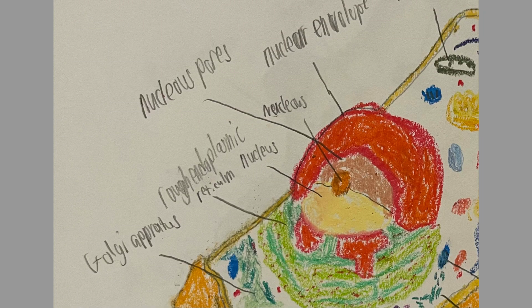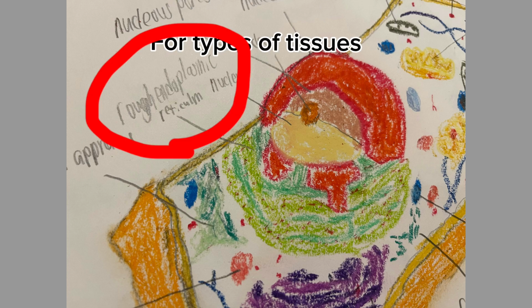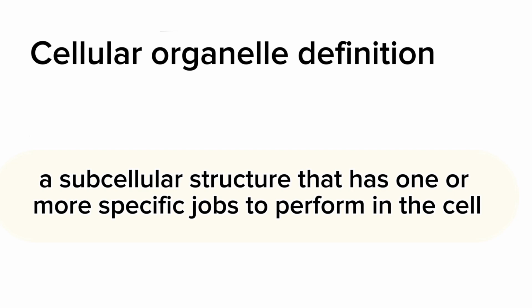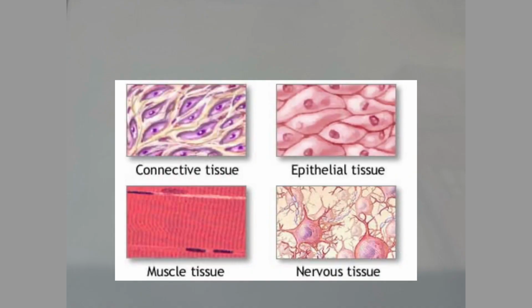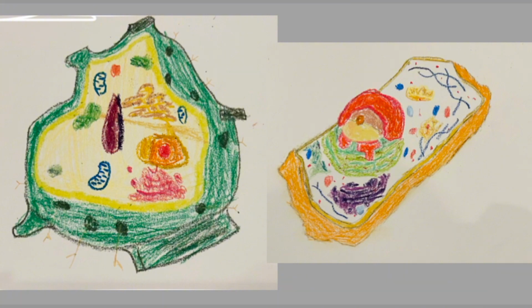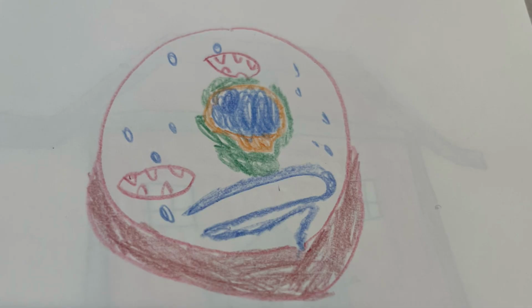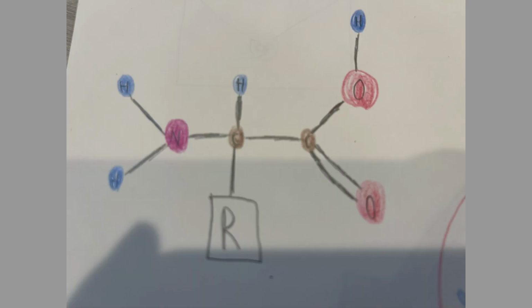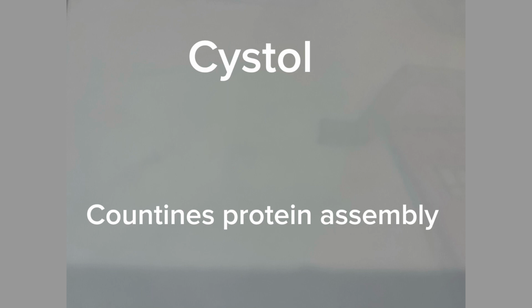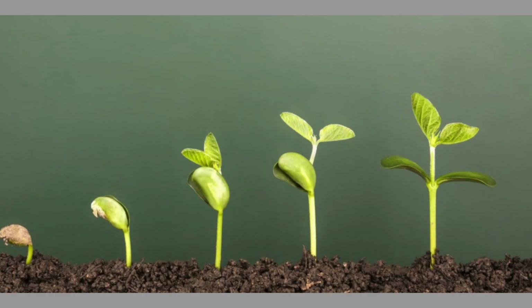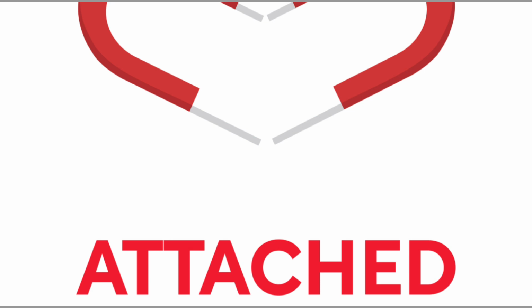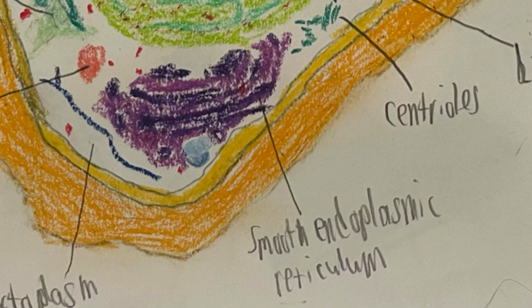Then the rough endoplasmic reticulum, or known as rough ER, is a cellular organelle composed of many folds of tissues and channels. It is found in animal and plant cells. The rough ER works with the membrane-bound ribosomes to make polypeptides and amino acids from the cytosol and continues protein assembly, including at an early stage, recognizing a destination label attached to each one of them.